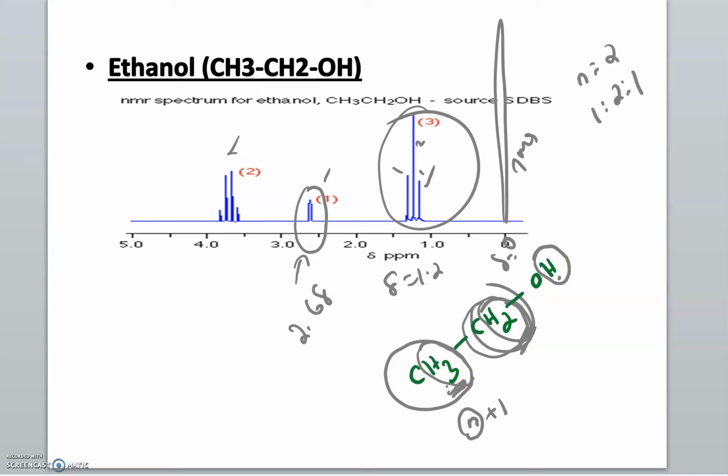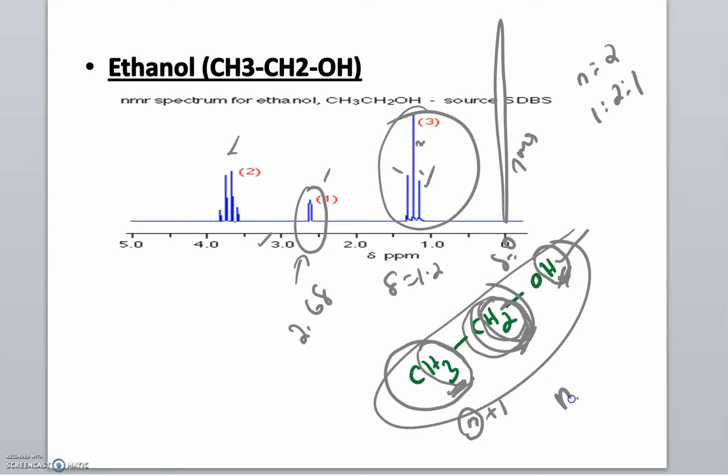But if the spectrum is carried out in acidic medium, the OH proton exchanges, and then only the splitting by the CH3 group is obtained. But in pure ethanol, this CH2 group is split into a quartet by these 3 hydrogens, and each line of the quartet is split into a doublet by this 1 hydrogen.